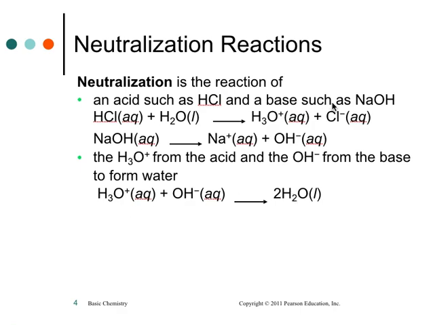So the salt plus the acid will make the salt, and sodium chloride is what you're going to end up making, and then hydrogen hydroxide, and hydrogen hydroxide is just water. So a strong acid and a strong base gives you water with a pH of 7.